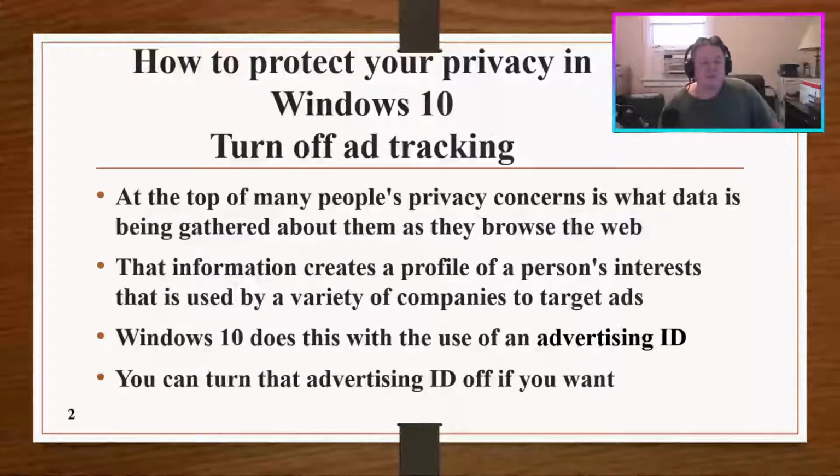At the top of many people's privacy concerns is what data is being gathered about them as they browse the web. That information creates a profile of a person's interests that is used by a variety of companies to target ads. Windows 10 does this with the use of something called an advertising ID. And you can turn the advertising ID off if you want to. And how are you going to do that?